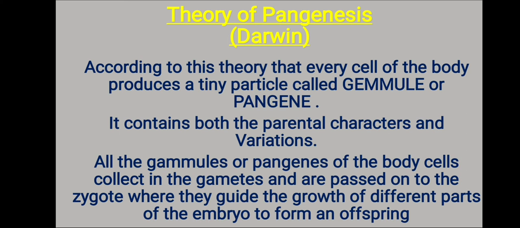To form an offspring. From the zygote, as we know now, we get an offspring, but according to Darwin, once these gemmules reach the zygote, they will guide its growth, resulting in the formation of a fully fledged offspring. So this was all about the theory of pangenesis.